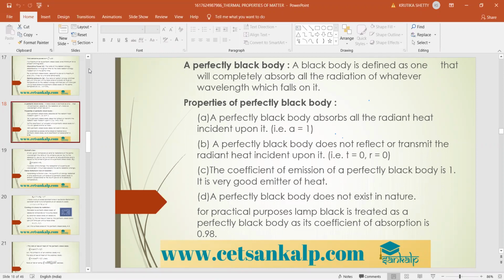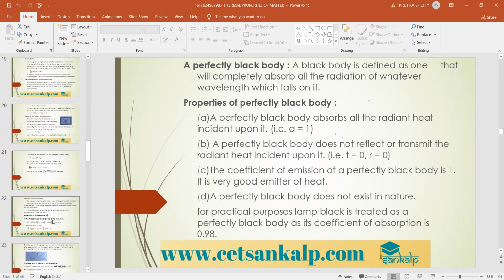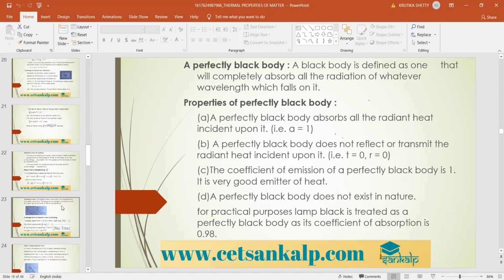The coefficient of emission of a perfectly black body is 1. Therefore, it is a very good emitter of heat. A perfectly black body does not exist in nature. So a 100% perfect black body we don't have in nature. For practical purposes, lamp black is treated as a perfectly black body as its coefficient of absorption is 0.98. It should be 1, but it is nearly equal to 1, that is 0.98. So we consider lamp black as a perfectly black body in nature.